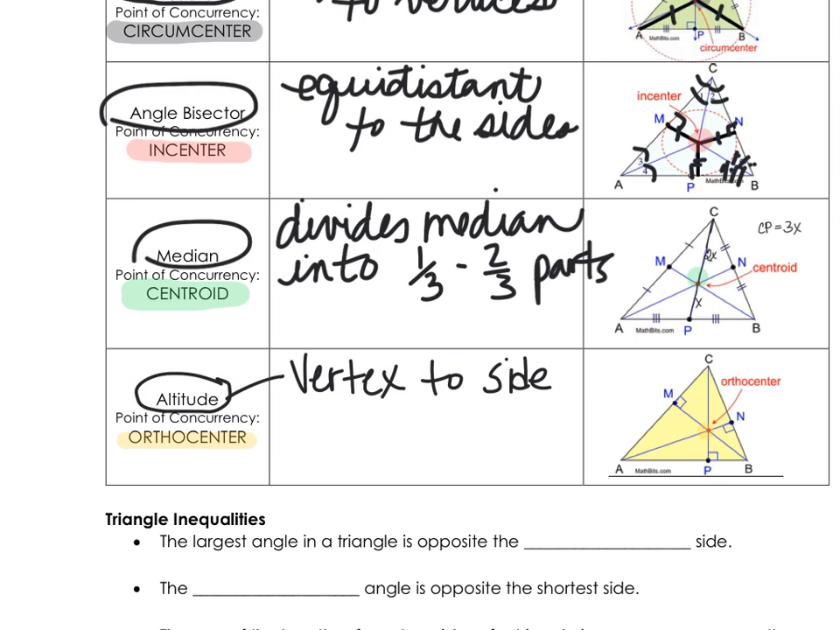Okay, so see how I go from a vertex and then I go perpendicular straight down to the side. And then turn your triangle and do the next one. There's nothing else really important about an orthocenter except that it goes with altitude and it's sometimes outside the triangle.